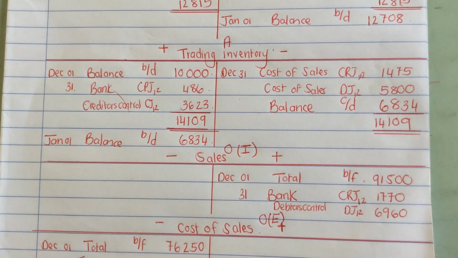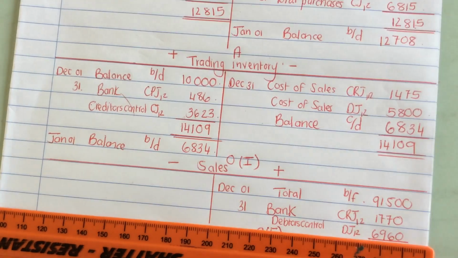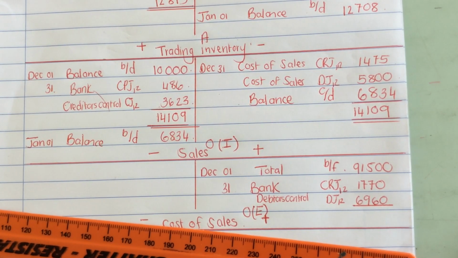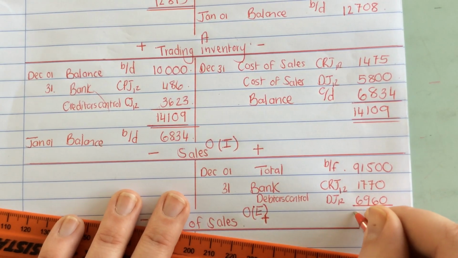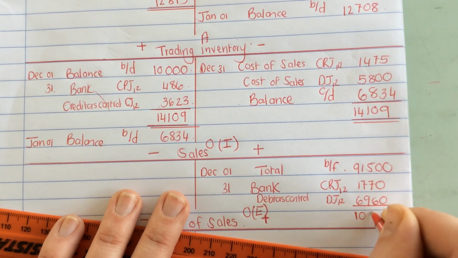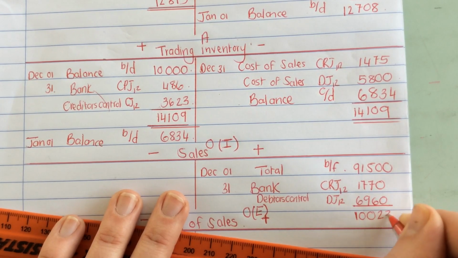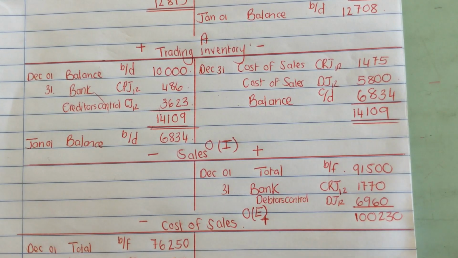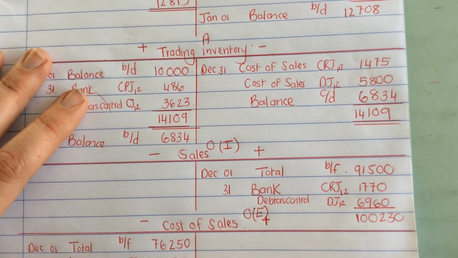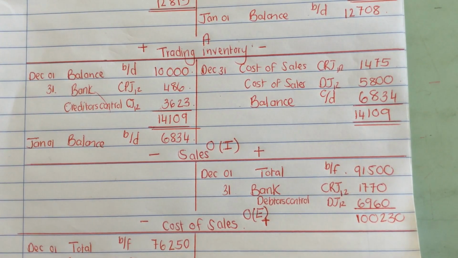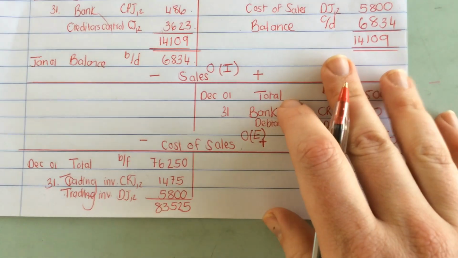Okay, when you've got a nominal account, all you do is you draw a line and write the total. So 91,500 plus 1,770 plus 6,960 gives us a total of, what do you get? 100,230. Cost of sales, you're going to add up 76,250 plus 1,475 plus 5,800. Gives me a total of 83,525. And we're done.